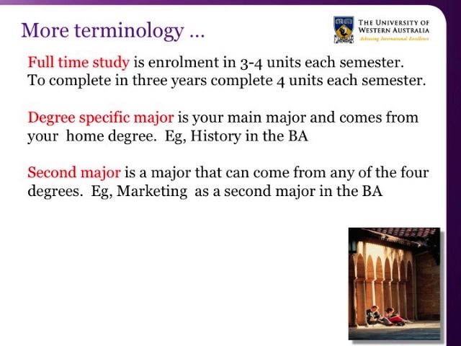You have the option of completing a second major, and it can come from your home degree or from any of the other 3 degrees. This is one of the features of the UWA degrees that gives students significant flexibility in their study options. For more terminology, please see the Glossary of Terms document on the UniStart website.